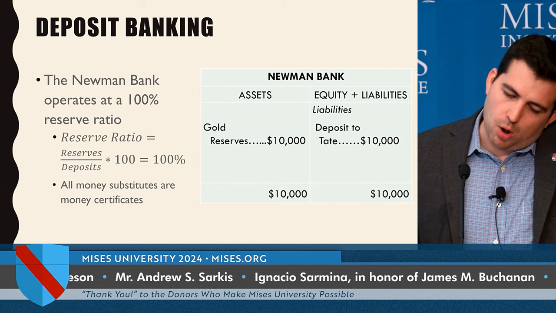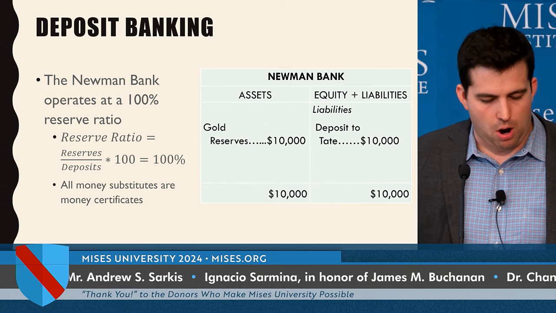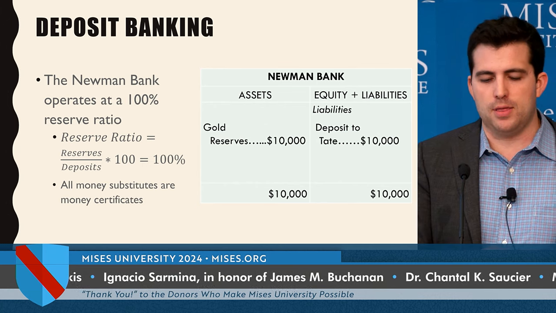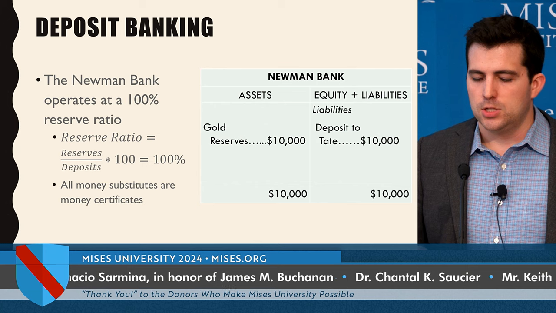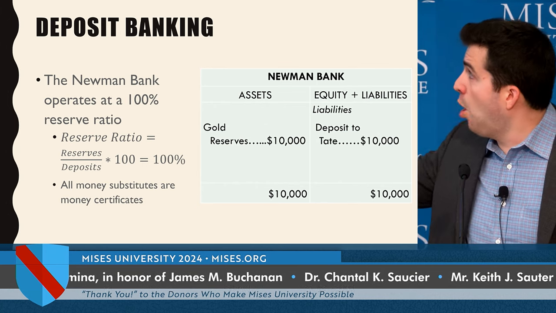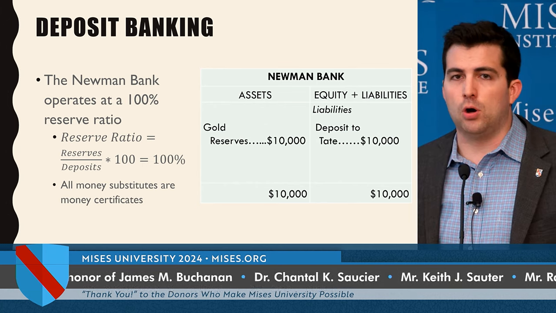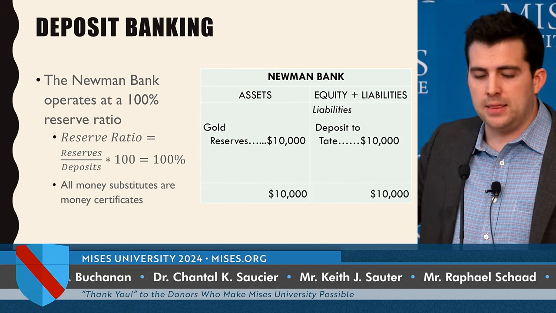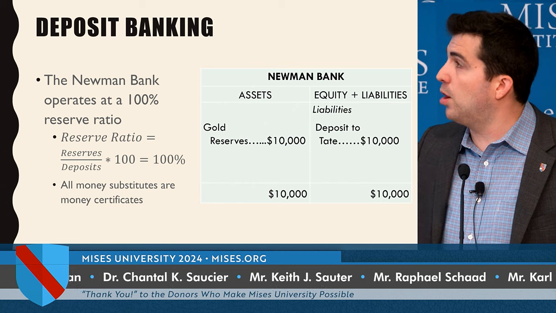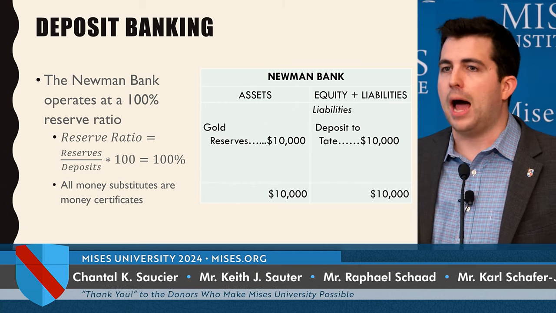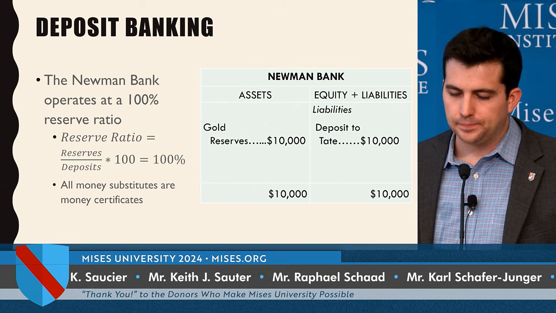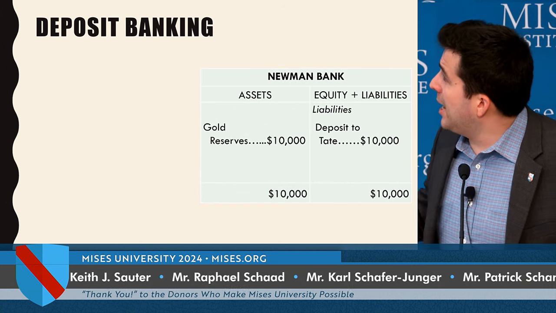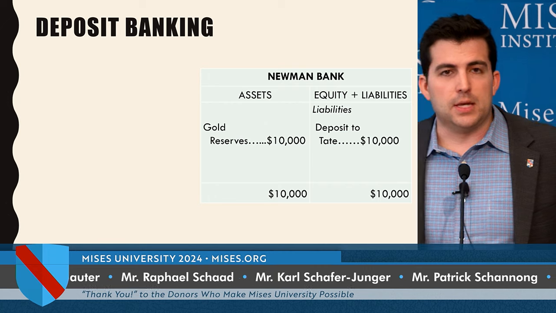At the Newman Bank, all money substitutes are what are known as money certificates. They are redeemable for the money proper. So Tate can redeem all $10,000 for the gold. If Tate then spends the money somewhere else, they can redeem all $10,000 for the gold. I have all the reserves to meet all hypothetical withdrawals. So what am I going to do with this?